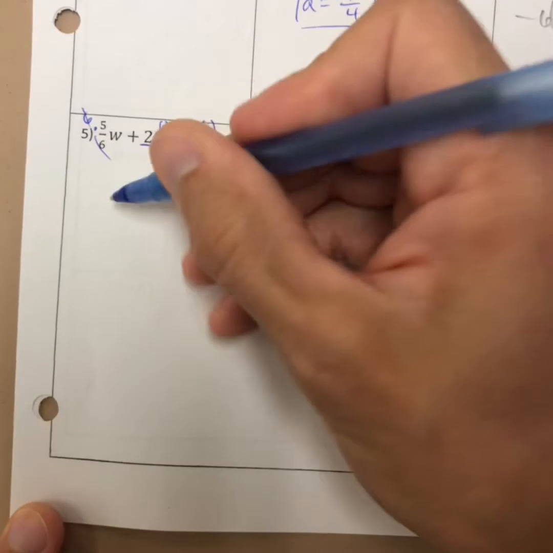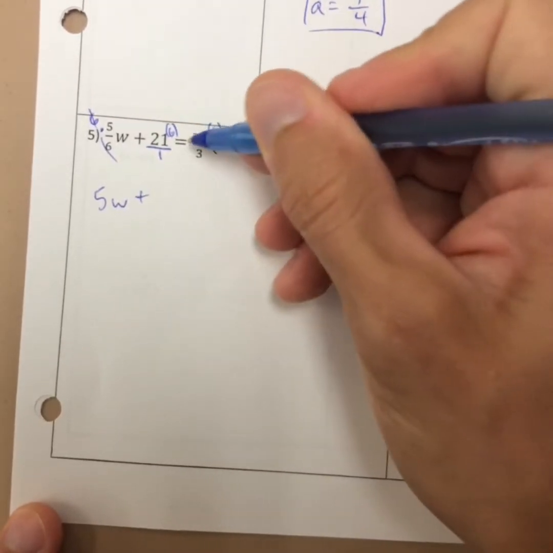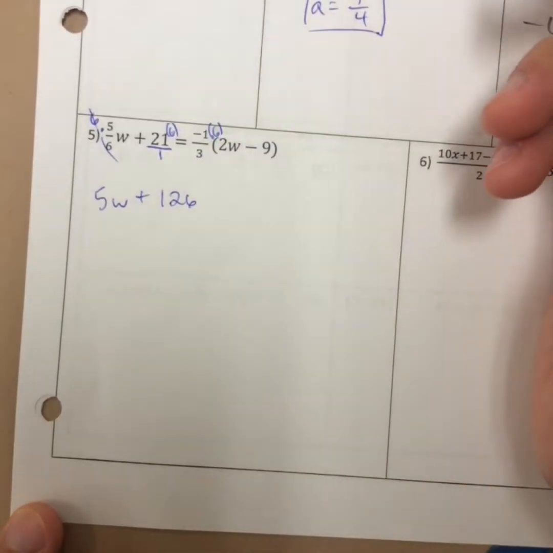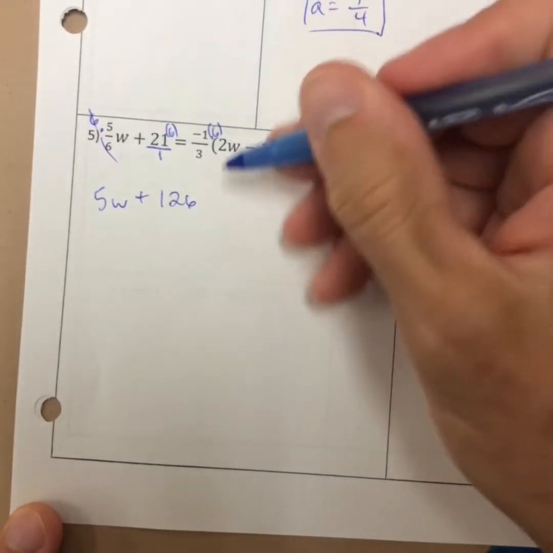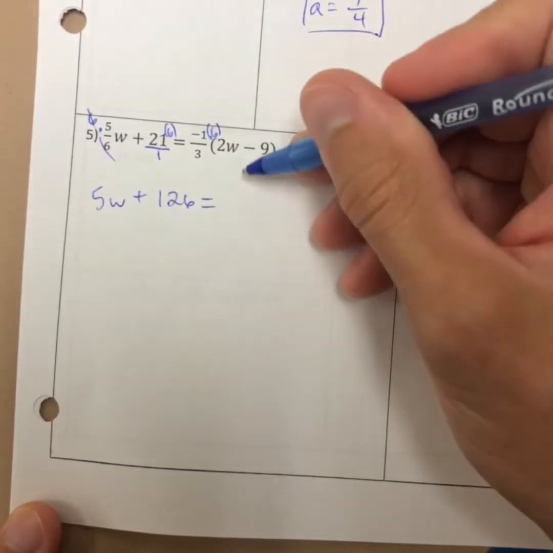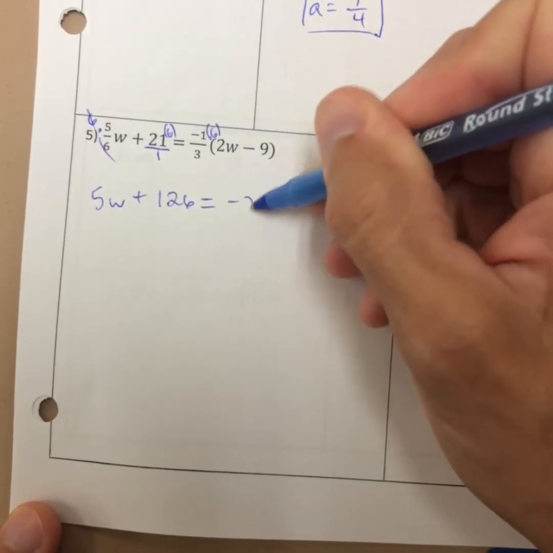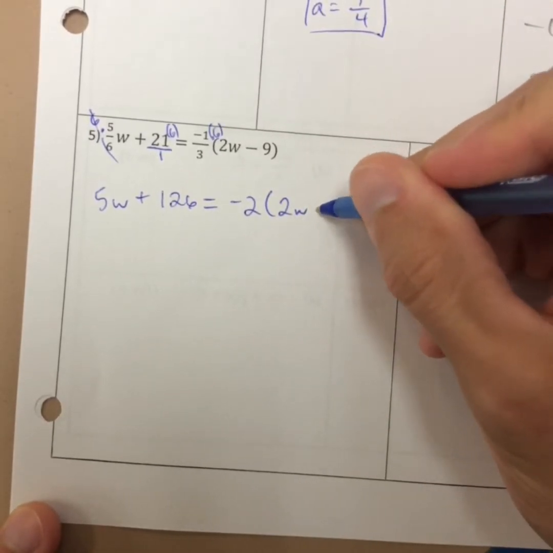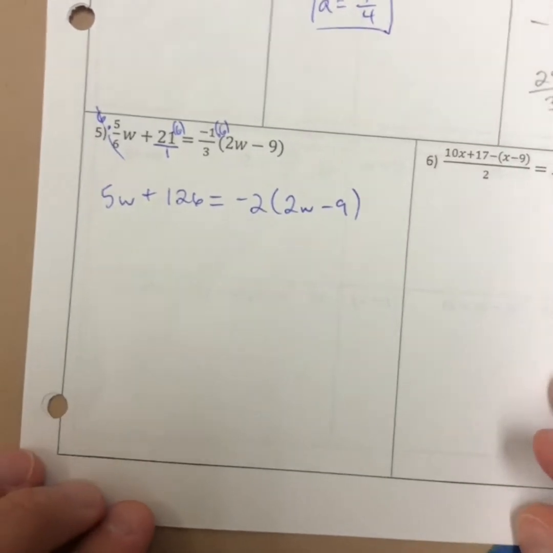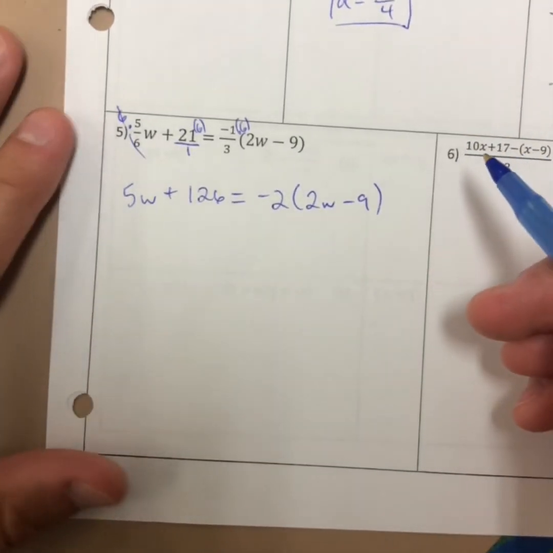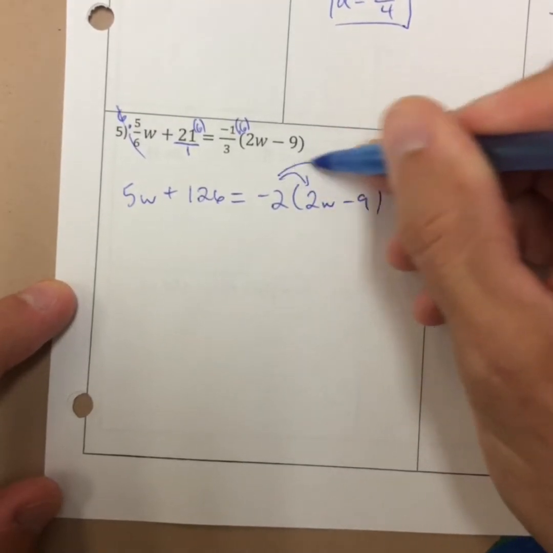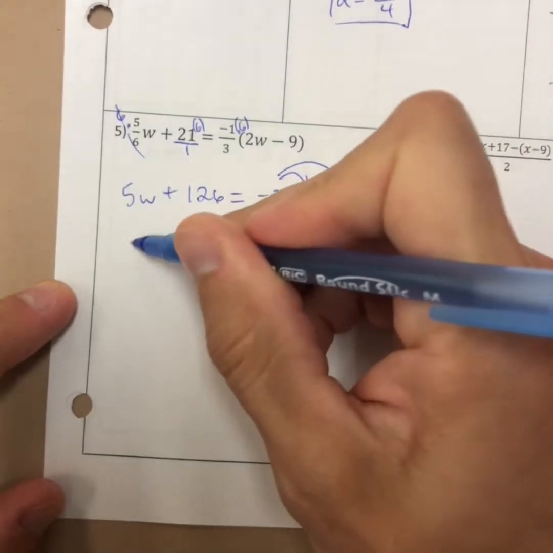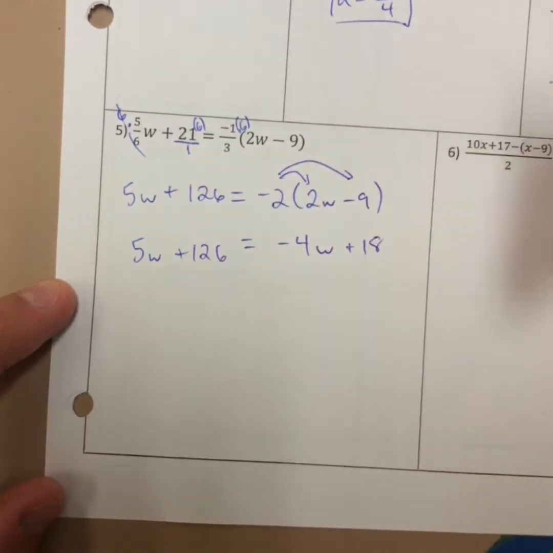So the 6's are gone. We're left with 5w plus 21 times 6, which gives you 126, I believe. Then from here, let's move over to the right-hand side, where we're going to end up with -2, since -1/3 times 6 is -2. Then we can distribute that -2 into the 2w minus 9 quantity. Now we're rocking and rolling, no more fractions exist. I would do my distributive property from here, get -4w plus 18, and I still have 5w plus 126 on the left.